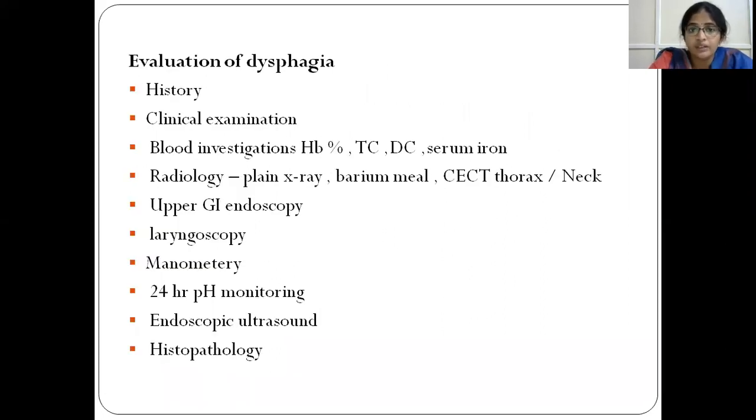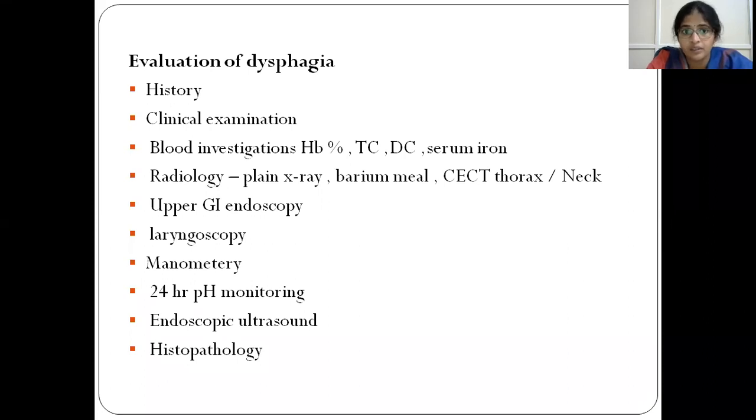How do we evaluate a patient with dysphagia? First, we have to take the history of the patient. What is his age, sex, smoker, any food habits, economic status. All those things we have to evaluate. We have to take a proper clinical history: smoking history, alcohol history, personal history, past history, drug history, allergic history. All those things we have to ask.